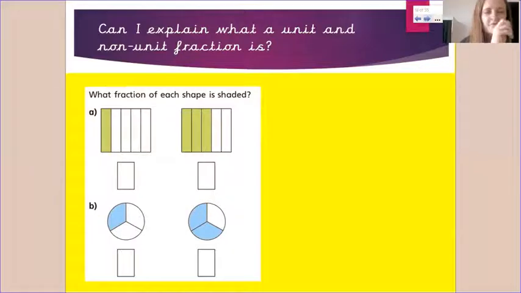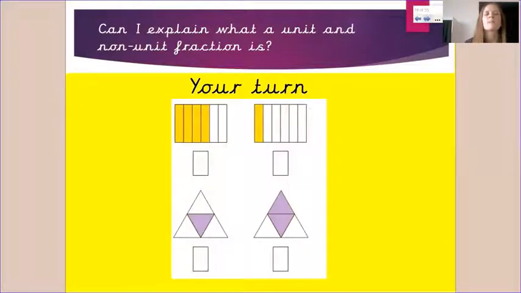So what fraction, if we look at question A, of each shape is shaded, so that colored in? So what fraction is shaded? And write the fractions under each one, or you can just write A. If you can redraw it, great, or you can write A is this fraction, and B is this fraction and this fraction. And then it's your turn. And I would like you to just carry on with those from the previous bit.